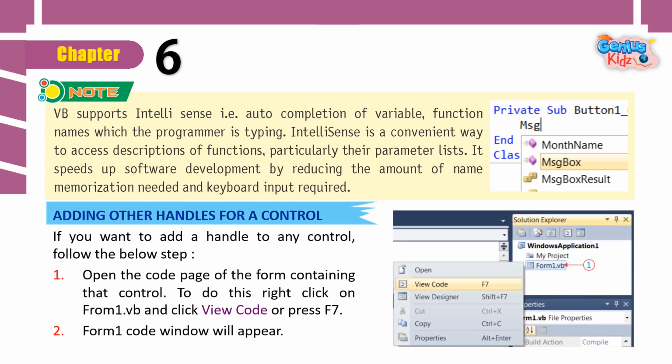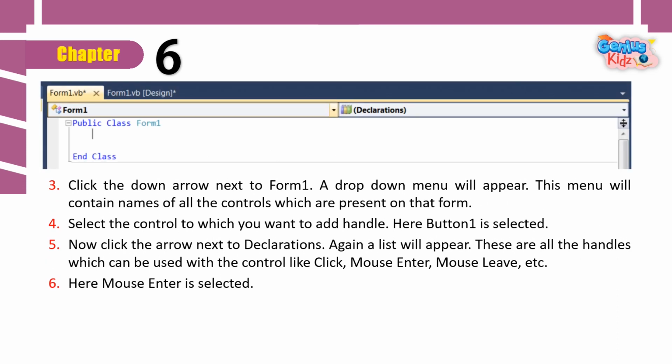Adding other handles for a control. If you want to add a handle to any control, follow the below steps. 1. Open the code page of the form containing that control. To do this, right-click on Form1.vb and click View Code or press F7. 2. Form1 code window will appear. 3. Click the down arrow next to Form1. A drop-down menu will appear. This menu will contain names of all the controls which are present on that form. 4. Select the control to which you want to add a handle. Here Button1 is selected.